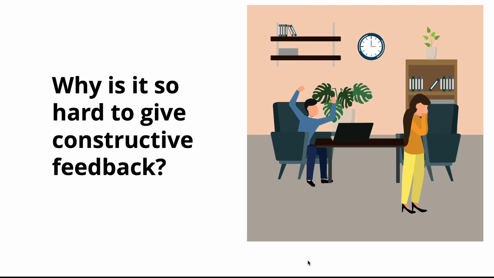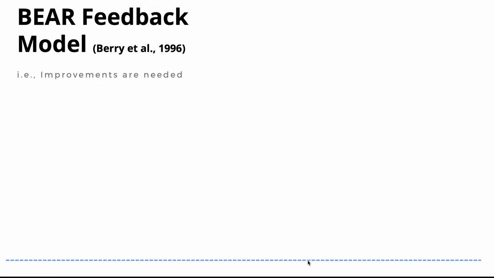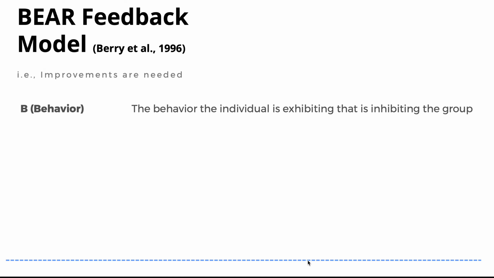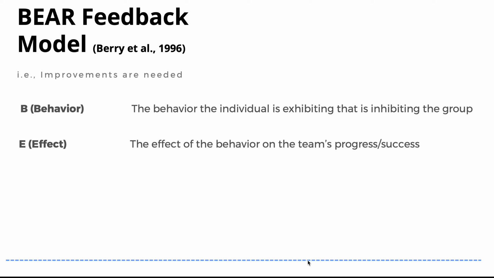So I'm going to give you another model that you can use. This is called the BEAR feedback model. It's very similar to the BET model we talked about with giving praise, with a little minor tweak. Same as our prior model, when we're talking about constructive feedback, we're going to identify the behavior that the individual is exhibiting that's inhibiting the group. So what are they doing that is holding the group back, or what are they doing that is making their performance ineffective? We're going to talk about the effect of that behavior on the team's progress or success, or the effect of that behavior on the employee reaching their goals, the effect of that behavior on the overall mission of the organization. So more or less, we need to tie that behavior back to some important outcome or consequence.